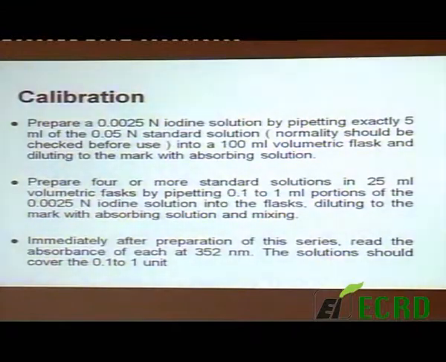Next. This is the method of calibration. Prepare 0.0025 normal iodine solution by pipetting exactly 5 ml of the earlier prepared 0.05 normal solution into a 100 ml volumetric flask and diluting to the mark with absorbing solution. The normality should be checked before use. Prepare 4 or more standard solutions in 25 ml volumetric flasks by pipetting 0.1 to 1 ml. Ideally the calibration graph is to be prepared within the expected range of the pollutant concentrations. Immediately after preparation of the series, read the absorbance at 352 nanometers. The solutions should cover 0.1 to 1 ppm.